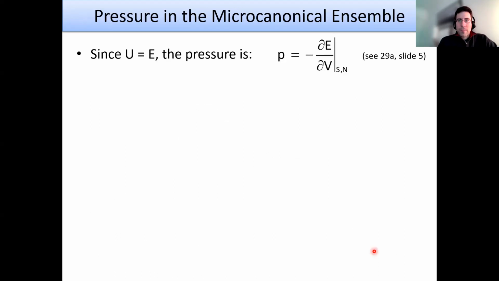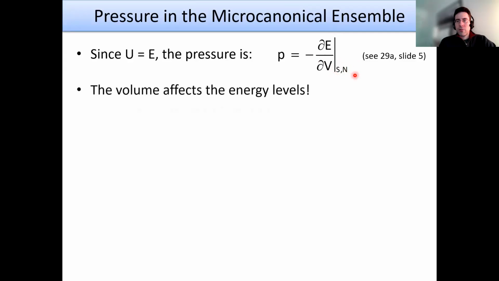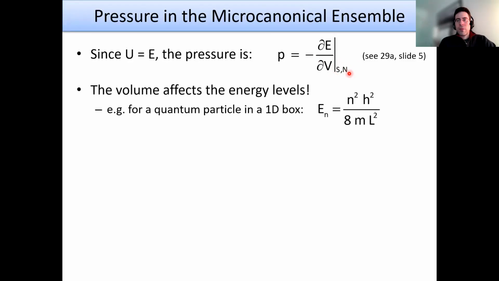Okay, now as a final thing in the microcanonical ensemble, we're going to talk about the pressure. We said before that the internal energy is equal to the energy of that ensemble. The pressure from classical thermodynamics is equal to minus the partial derivative of energy with respect to volume, keeping entropy and number of particles the same. The point here is that this energy, for instance, in the quantum particle in a box, would be affected by the volume. The energy levels are affected by the volume, and this is what would create pressure.